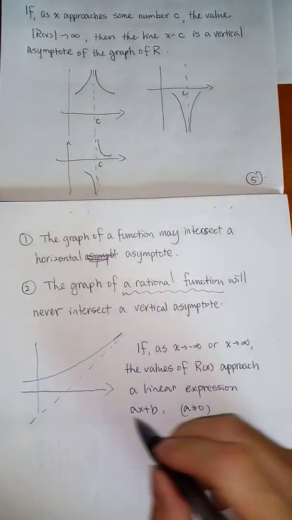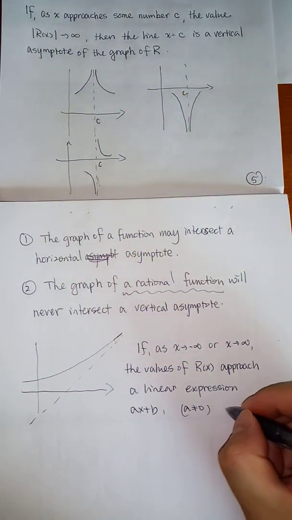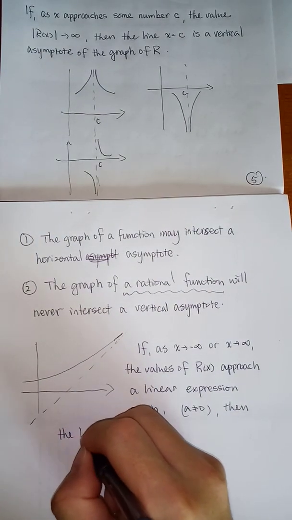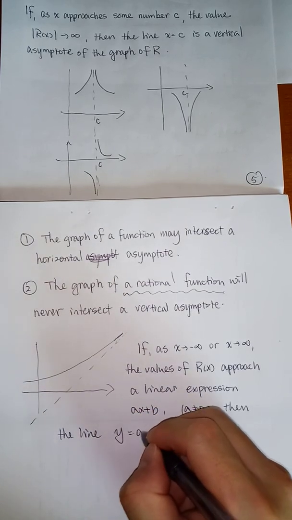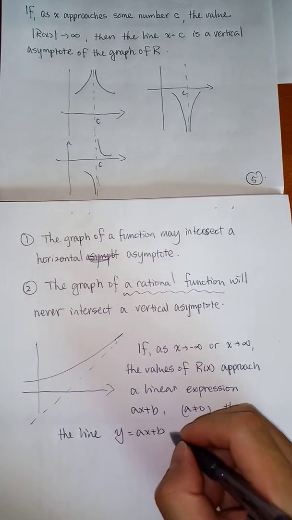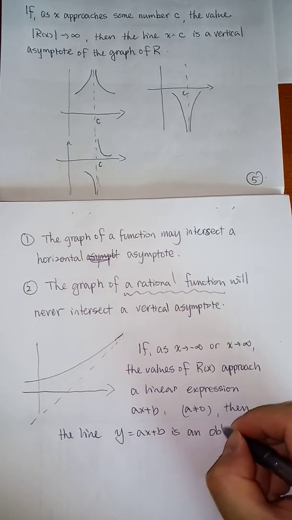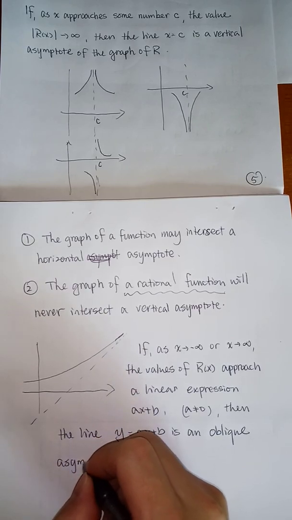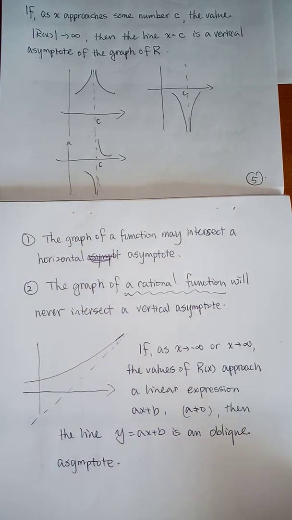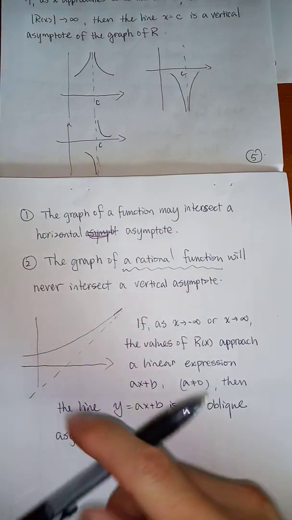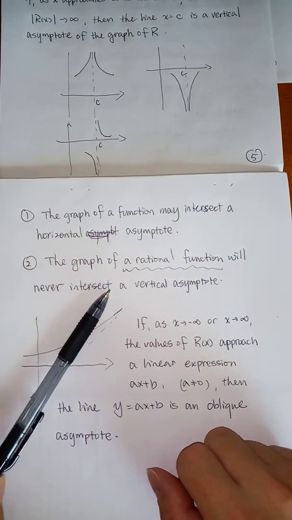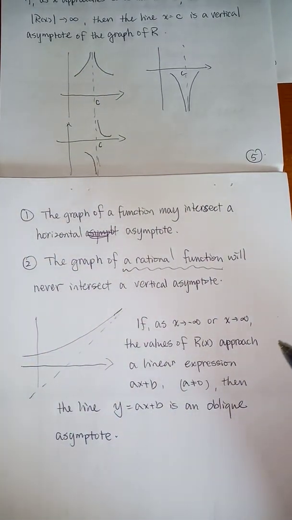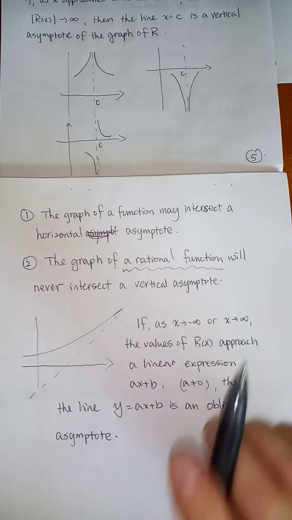If this happens, ax plus b, then the line y equal to ax plus b is an oblique asymptote. Okay, so that's an oblique asymptote. Oblique asymptote just means it's not horizontal, not vertical, but still it is a straight line and the value of this function approaches it.